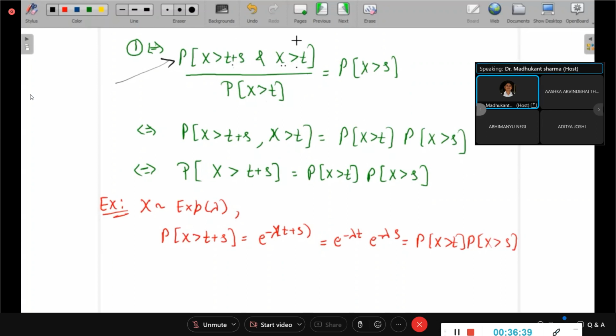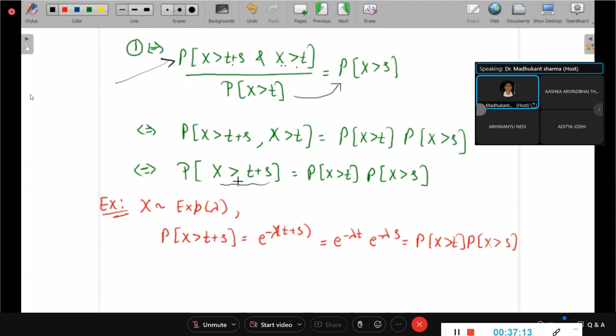Now if you look at both these events, what is their intersection? x is still functional at t, and it is also functional after t plus s hours. It's the same as the probability that x is greater than t plus s. And this probability of x greater than t you can shift to the right side, by multiplying both sides, because the conditioning probability of x greater than t is strictly greater than 0.